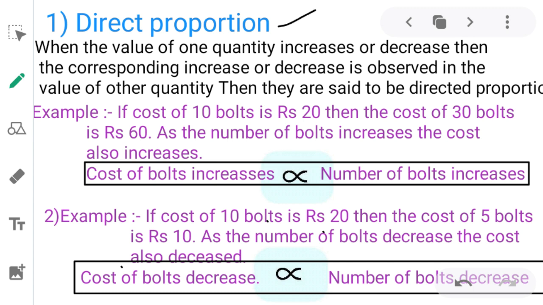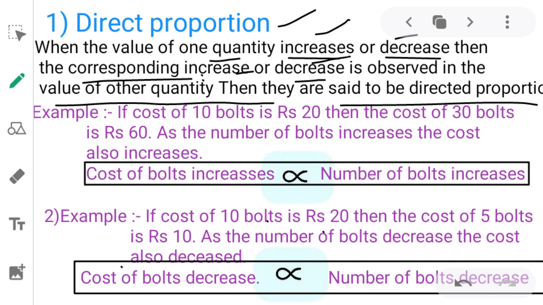Direct proportion first. So what is direct proportion? When the value of one quantity increases or decreases, then the corresponding increase or decrease is observed in the value of the other quantity. You may observe the order here: first increase, then decrease. Then they are said to be in direct proportion. That means if one quantity increases, the other also increases.